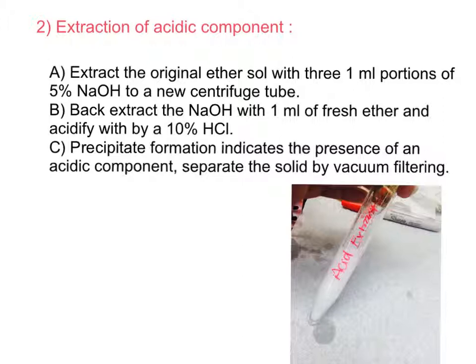She started by extracting the original ether solution with three 1 milliliter portions of 5% sodium hydroxide into a new centrifuge tube. Back extract the sodium hydroxide with 1 milliliter of fresh ether and acidify with 10% hydrochloric acid. If a precipitate forms, that indicates an acidic component, and it can be separated by vacuum filtering.